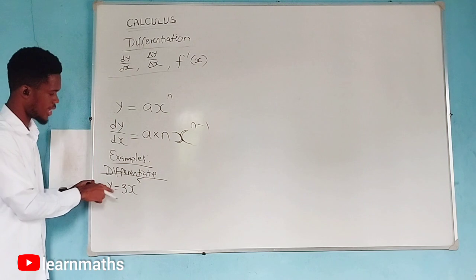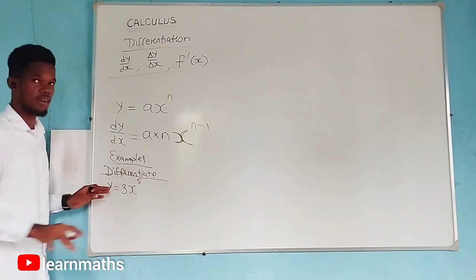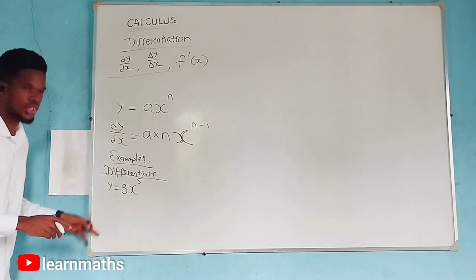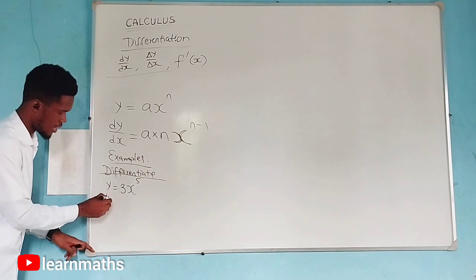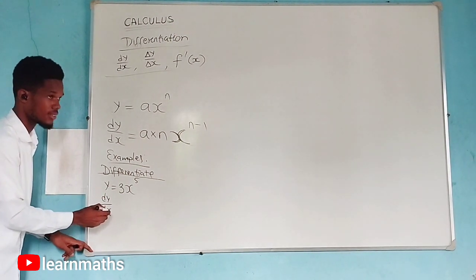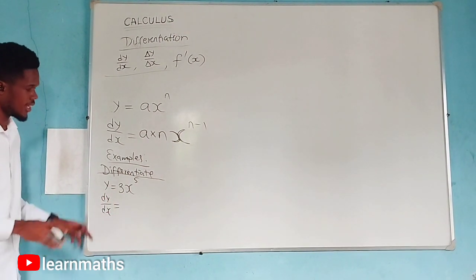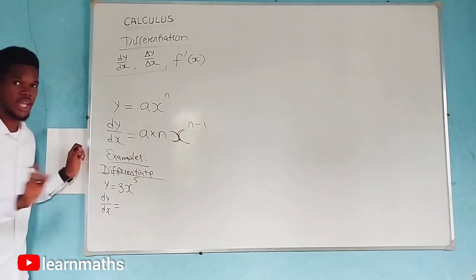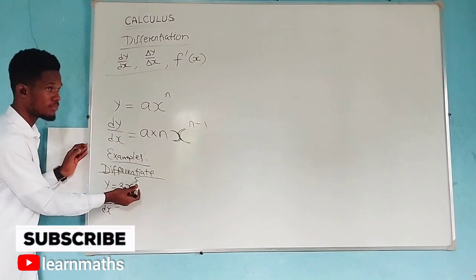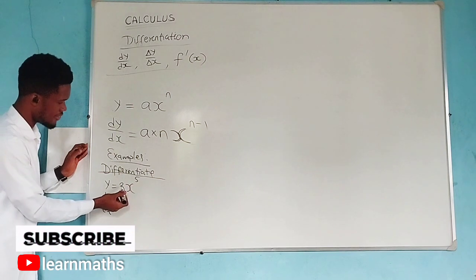Differentiate the function y equals 3x raised to the power 5. Now, to differentiate this function, you are finding dy/dx, right? Like I explained earlier, this is what you have to do to differentiate. You multiply the power with the coefficient.